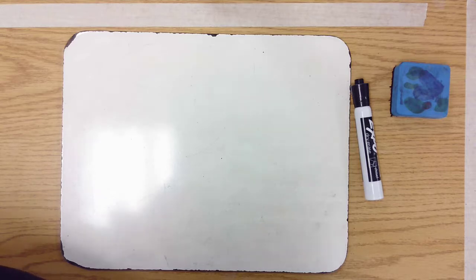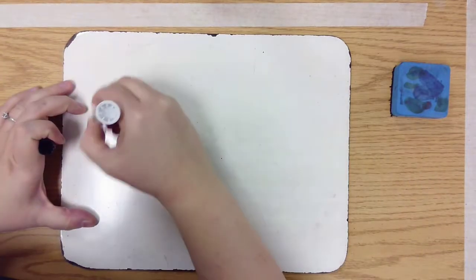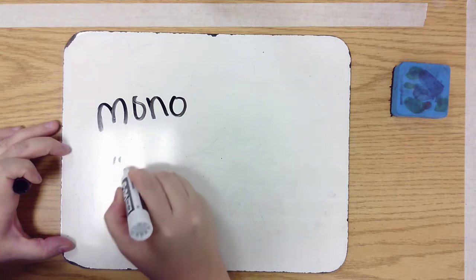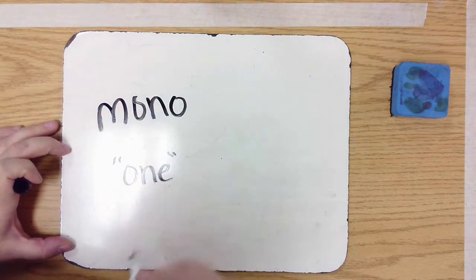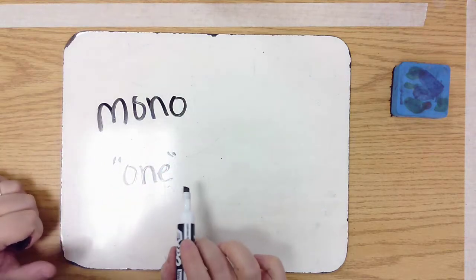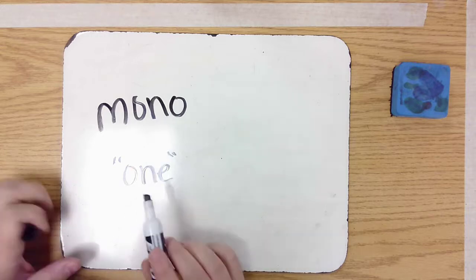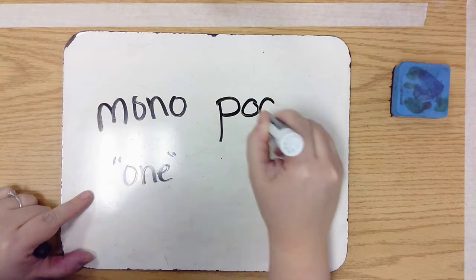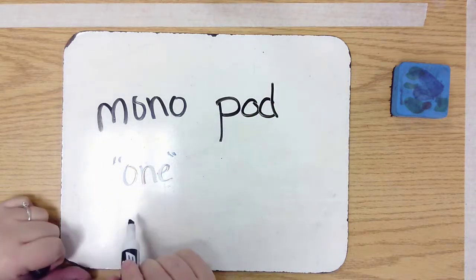if you look at the first part, mono, M-O-N-O, mono actually means one. So if you have a mono stereo, that means you have one speaker. So if you are talking about a monopod, which is all one word, but I put a space so you can see the different parts.